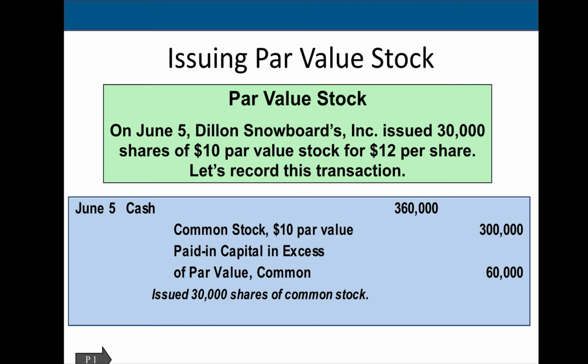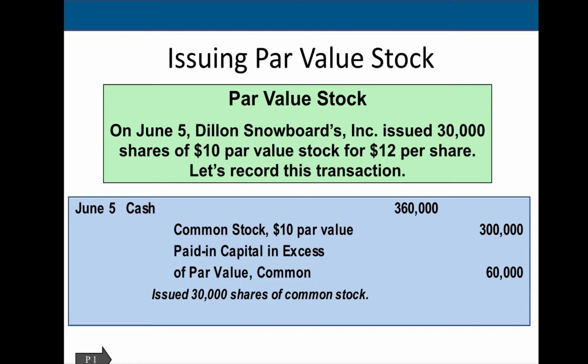So we debit cash, and then this is kind of a funny way of doing things. There's not really an easily explainable reason for it, other than that whatever arbitrary value we've assigned as the par value, we take that value and multiply it times however many shares we put out there. In this case, we had $10 par value shares, and we issued 30,000 shares. So 30,000 times 10 is $300,000. That is what goes into common stock.